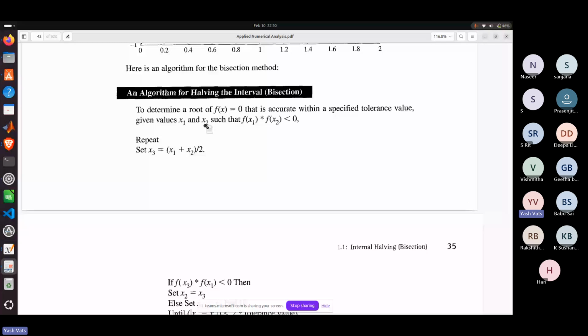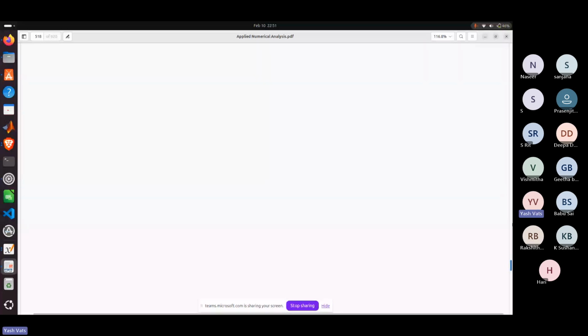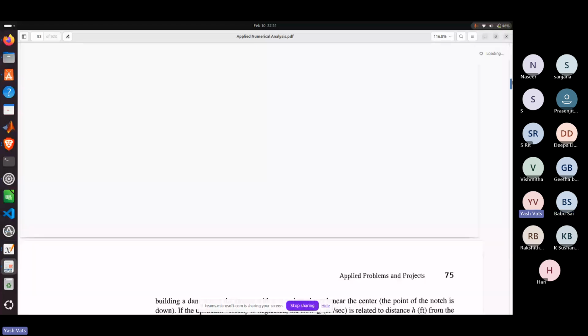So to determine a root of... yes, just see my cursor point. An algorithm for halving the interval is like the bisection method. If you have to find the root of equation f(x) equals 0, how do you find that? How are you going to start?